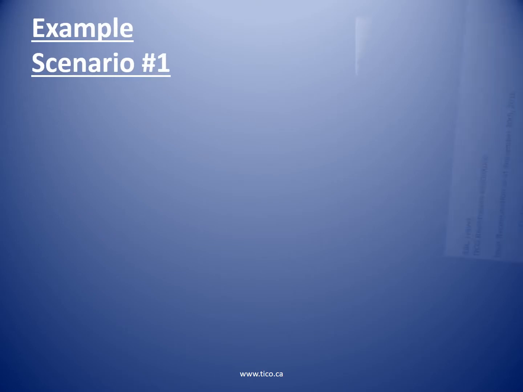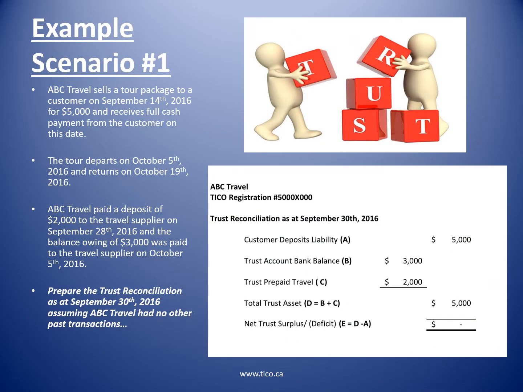Let's take a look at an example to get a better understanding of the process of preparing trust reconciliations. In this scenario, let's take a look at an example of a new business with its first and only transaction. ABC Travel sells a tour package to a customer on September 14, 2016 for $5,000 and receives full cash payment from the customer on this date. The tour departs on October 5, 2016 and returns on October 19, 2016.